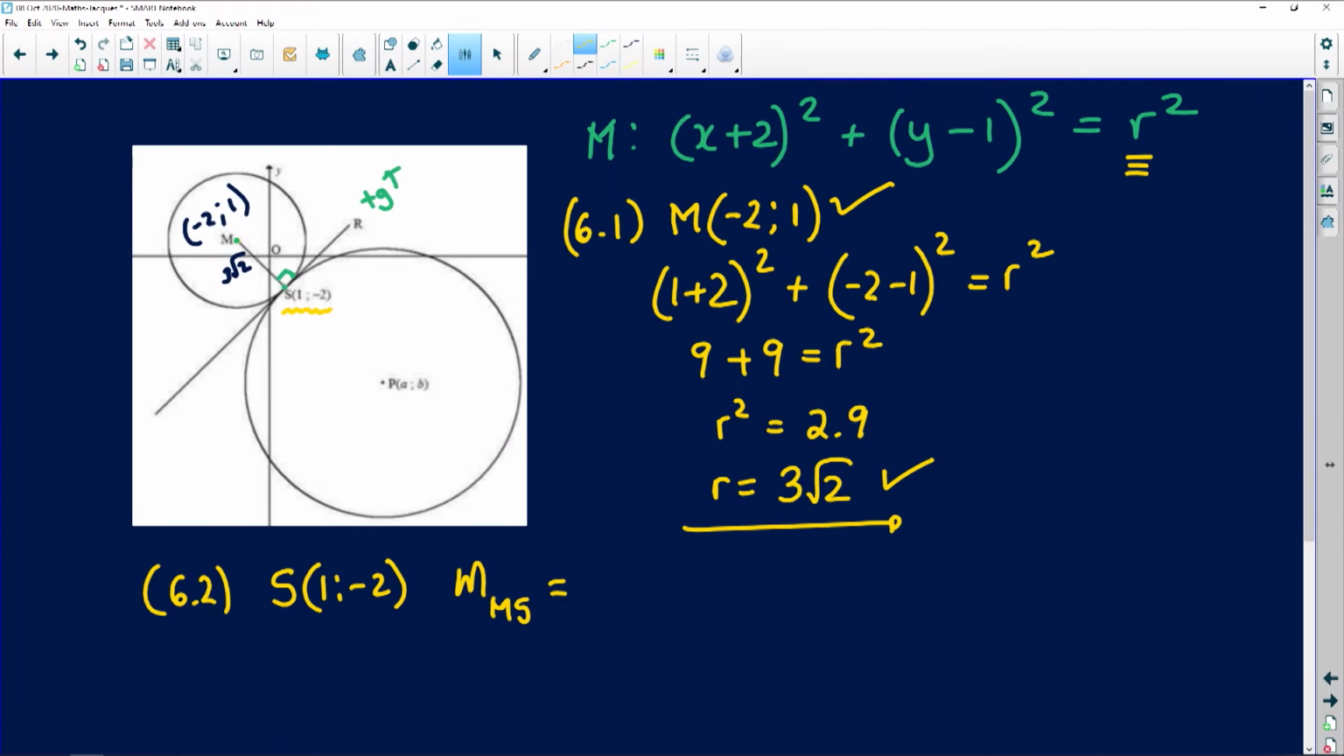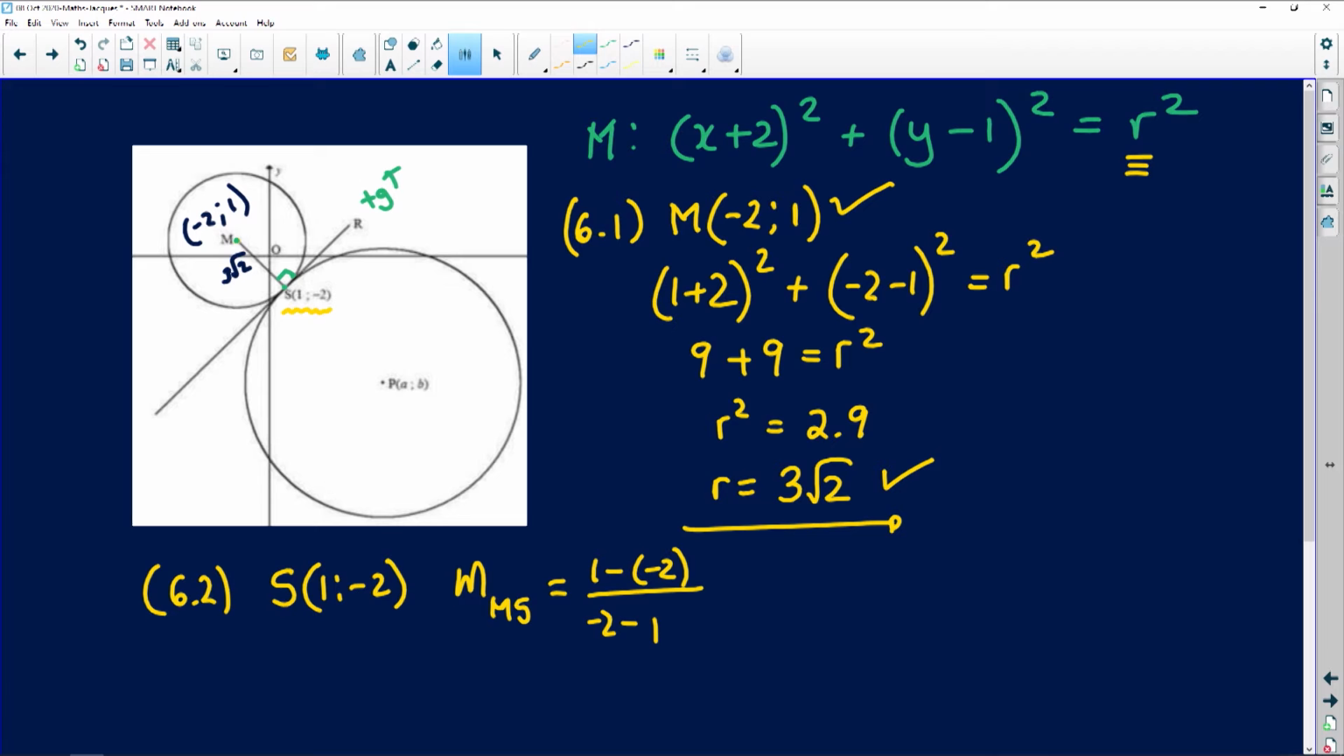Because the tangent is perpendicular to the radius at the point of contact. It's a geometry theorem from grade 11. Okay, let's find that gradient. 1 minus minus 2, be careful of that double negative, over minus 2 minus 1.